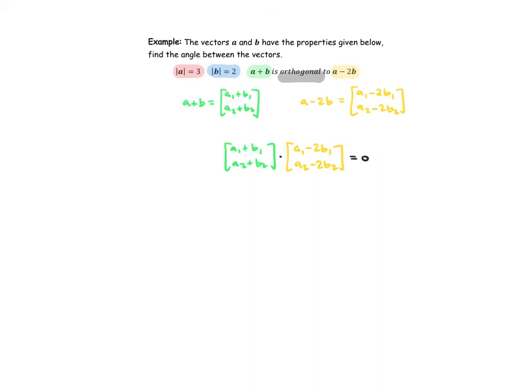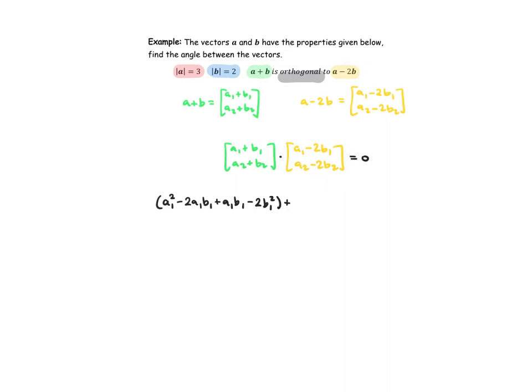First, I'll lay out what I'm about to do, and then I'll do some algebra. So I'm going to take A1 plus B1 times A1 minus 2B1. Okay, so hang with me here for a moment. If I do that, I get A1 squared minus 2A1B1 plus A1B1 minus 2B1 squared, plus, now I'm going to work the vertical component, A2 plus B2, times A2 minus 2B2.